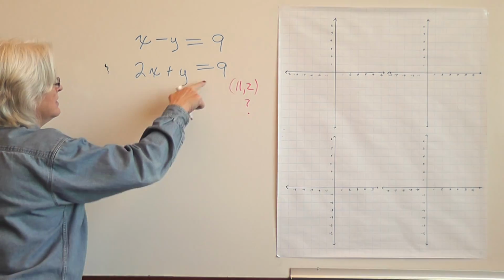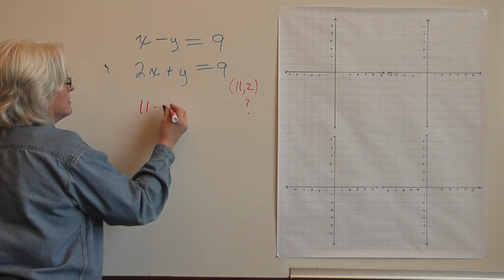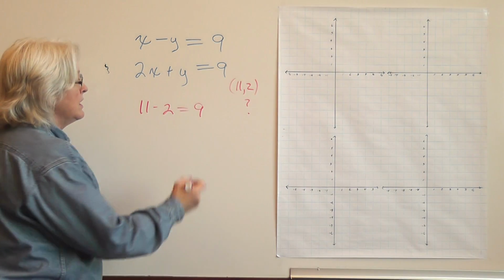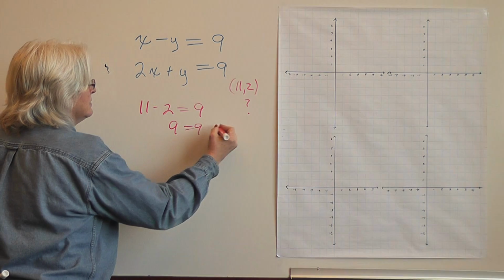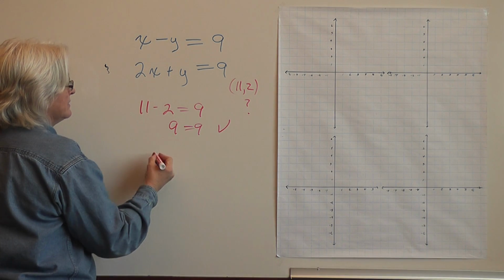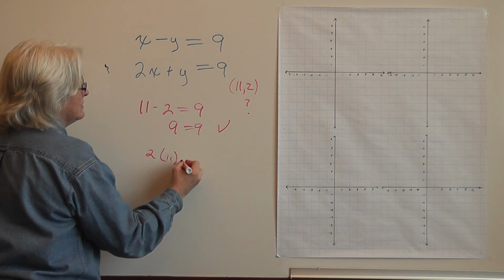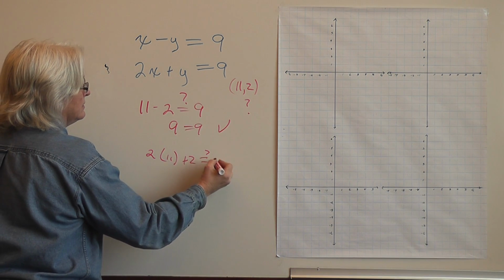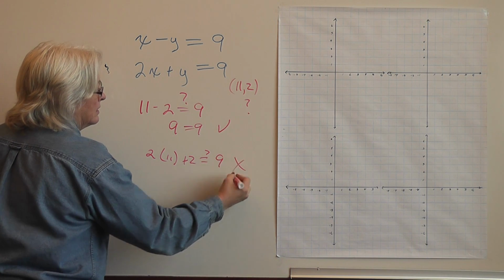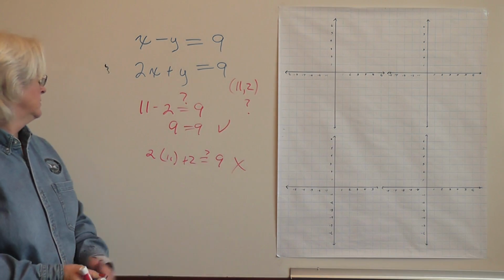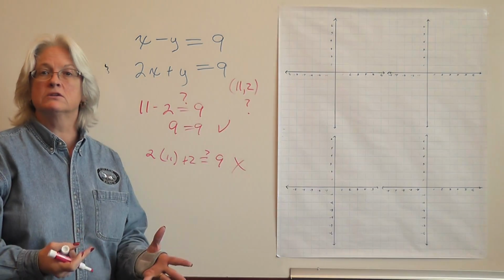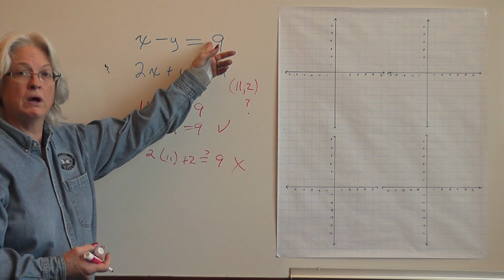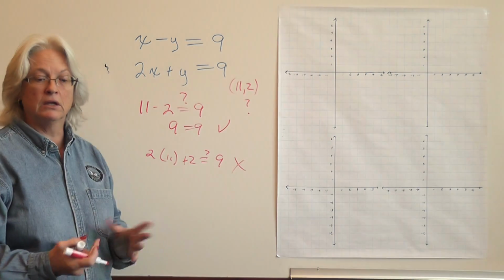Well, let's see. If x is 11 and y is 2, substitute that in for our first equation, and oh yeah, looking really good, aren't we? Well, what about this? 2 times 11 plus 2, is that equal to 9? Well, no, obviously it's not. 22 plus 2, 24, is not equal to 9. So, while this ordered pair works in one equation, it doesn't work in another equation.